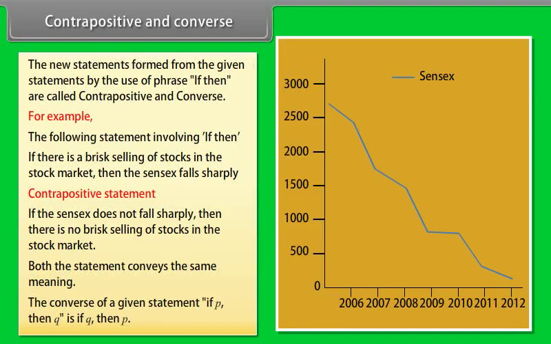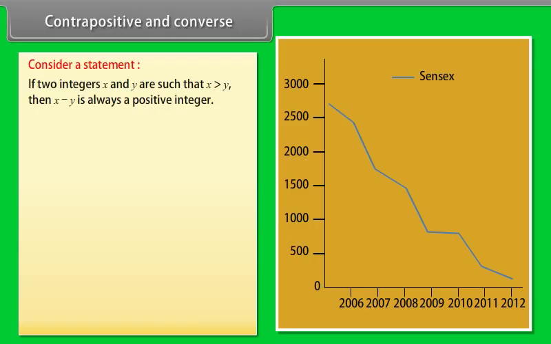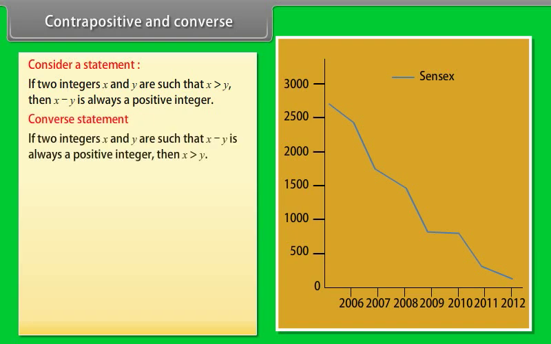The converse of a given statement, if P then Q, is if Q then P. Consider a statement: if two integers x and y are such that x > y, then x minus y is always a positive integer. The converse of this statement is: if two integers x and y are such that x minus y is always a positive integer, then x > y.